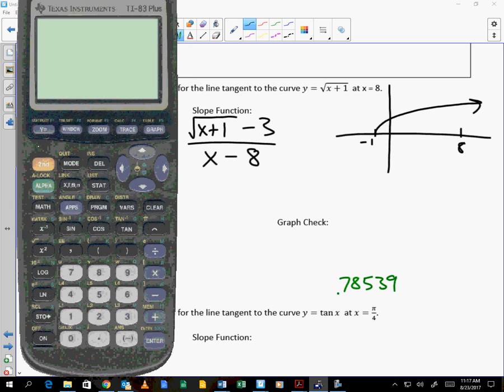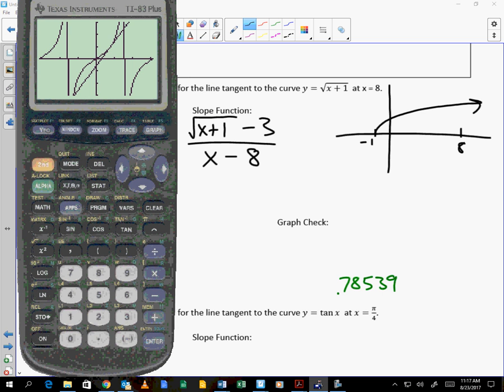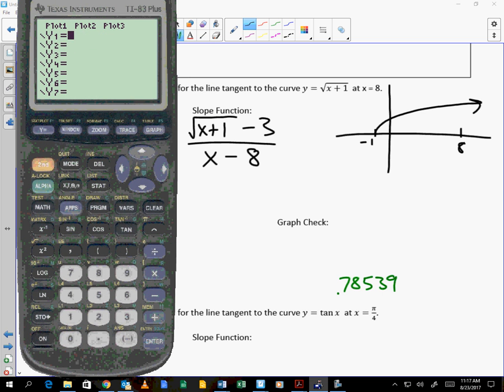on our calculator. So I turn my calculator on. I go into y equals, and I have the square root of x plus 1 minus 3. Now, right now, if I hit the division sign, that's going to be an issue. I'm going to have to put some parentheses around this whole thing. So we're going to put parentheses there and parentheses there. So I have the top divided by, now on the bottom, we're going to do x minus 8. Everybody see that that's my slope function?